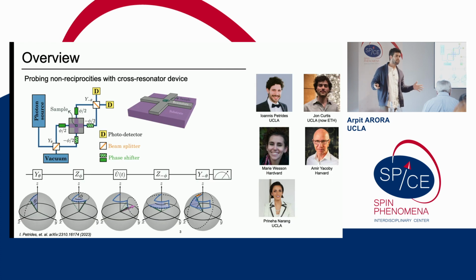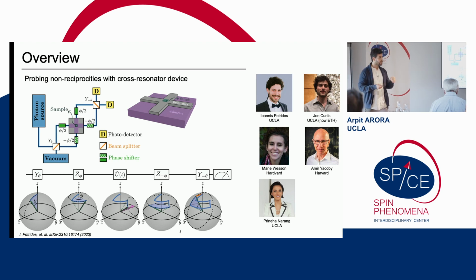So here's a brief overview of what I'll be discussing in the next few minutes. I'll introduce a new protocol that we have come up with to do sensitive probing of non-reciprocal responses. And we do it through a cross-cavity device where we have two cavities arranged in a cross geometry, and the sample under examination comes in the center. And we do a quantum tomographic process to execute the measurement, and I will tell you how this works.